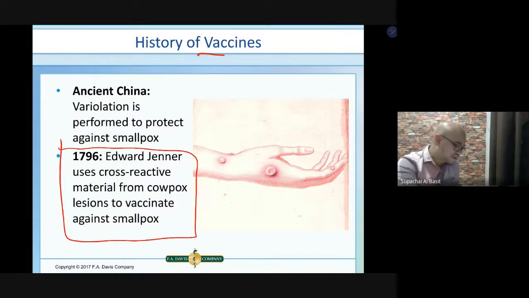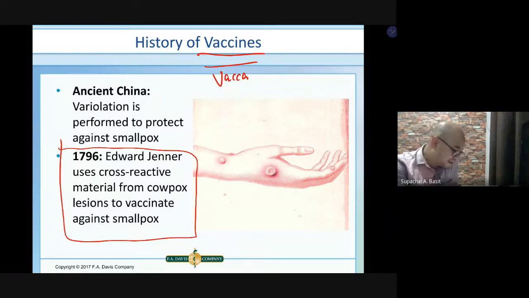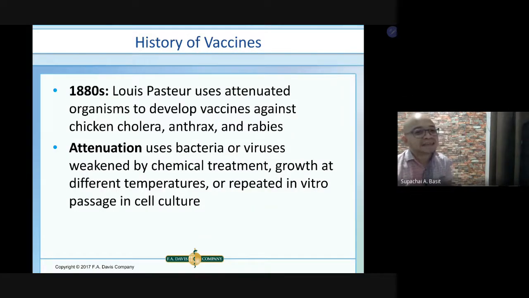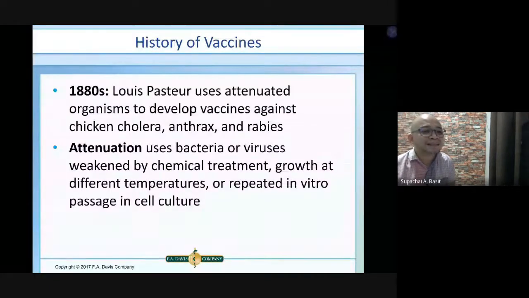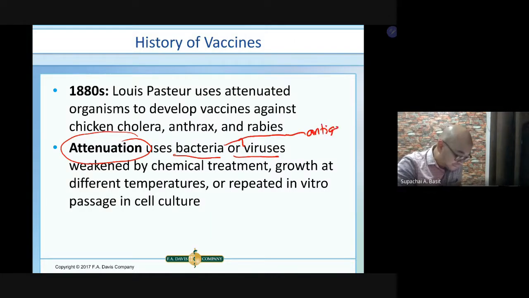So the term vaccine actually came from vacca, because the first materials for vaccine came from the vaccinia virus from cows. Okay, so that's the reason why we call it vaccine. In 1880, Louis Pasteur used attenuated organisms to develop vaccines against chicken cholera, anthrax, and rabies. So the term attenuation utilizes bacteria and viruses. Why? Because these are antigens. However, these antigens are weakened.